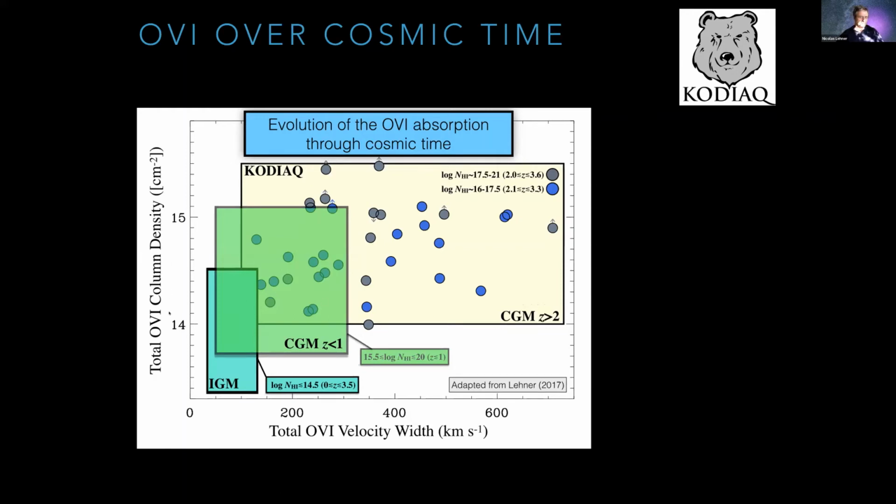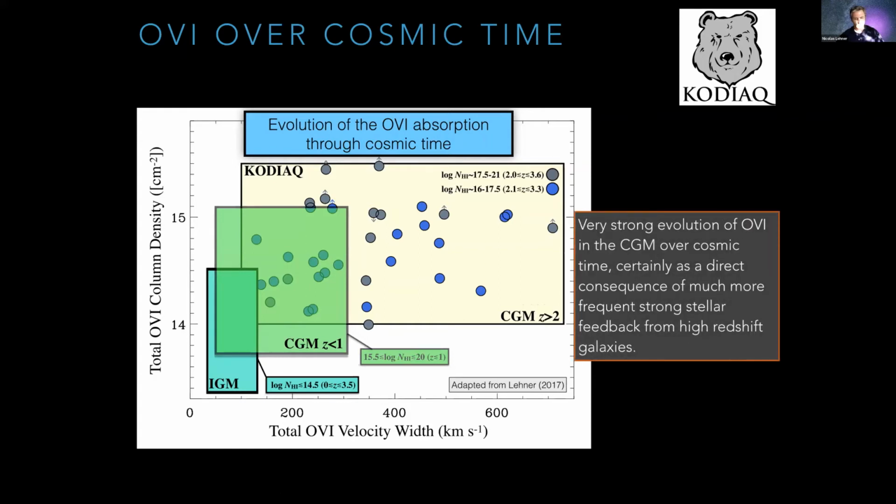This is a plot showing the total Oxygen-6 column density as a function of the total Oxygen-6 velocity width. Here, this is the CGM at redshift less than 1, and you can see that at redshift greater than 2, we find very strong Oxygen-6 absorbers that are not found in the CGM at low redshift. We argue that this is principally because there are many more starburst galaxies at high redshift, producing this very strong and very broad Oxygen-6 absorption.